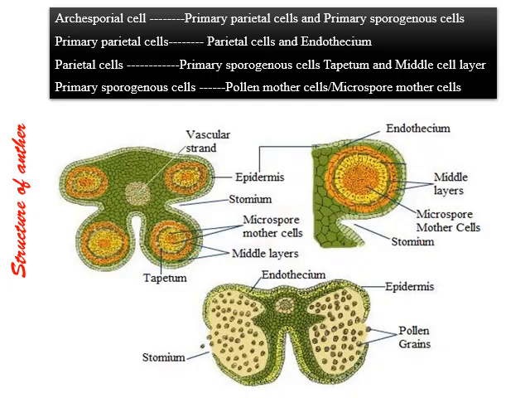The microspore mother cell is diploid in nature, and it undergoes meiotic division to produce four pollen grains. These four pollen grains remain attached to each other, hence they are named pollen tetrad.